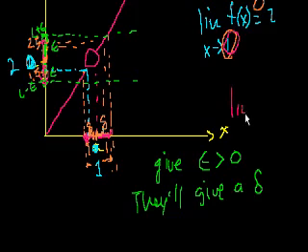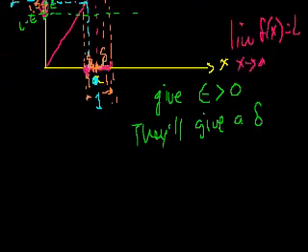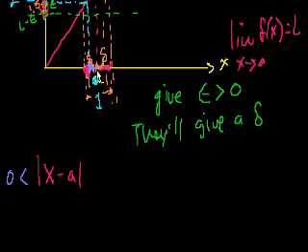Let me write this. The limit as x approaches a of f of x is equal to L. So they'll give you a delta, where as long as the distance between x and a, so if we pick an x here, let me do another color, as long as that distance is greater than 0, so that x doesn't show up on top of a, because the function might be undefined at that point, but as long as the distance between x and a is greater than 0 and less than delta.